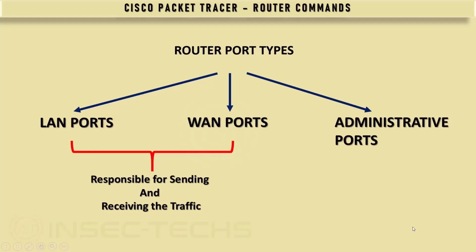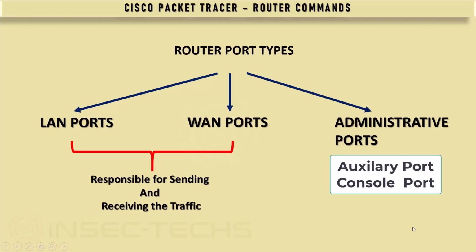LAN ports and WAN ports are responsible for receiving and sending the data over the networks, while the administrative ports, or admin ports, the auxiliary port and console port, are used for configuring the router. You can use these administrative ports for managing and configuring the router by giving commands to the routers. And these commands you are going to learn for managing and configuring the routers in this class. In order to do that, you have to plug your computer to this console port.